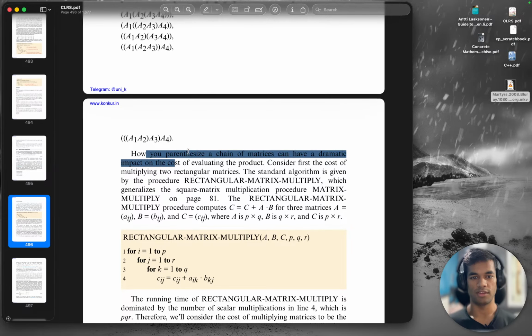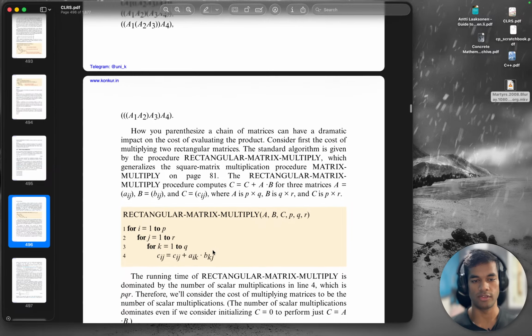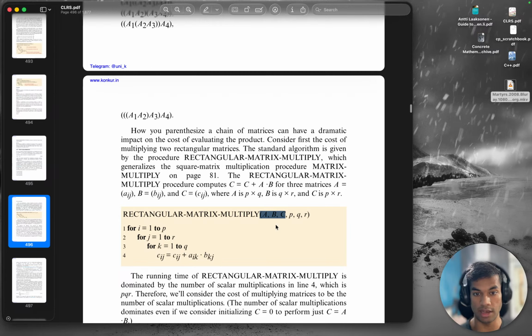How you parenthesize a chain of matrices can have a dramatic impact on the cost of evaluating the product. Makes sense. Let's see why. Consider first the cost of multiplying two rectangular matrices. The standard algorithm is given by the procedure this. This thing takes three matrices actually.